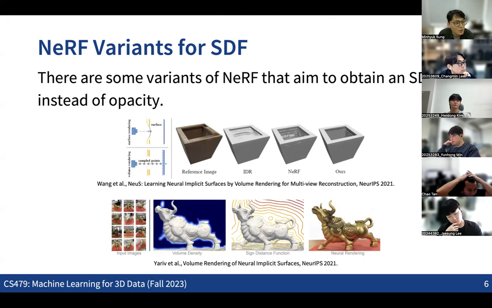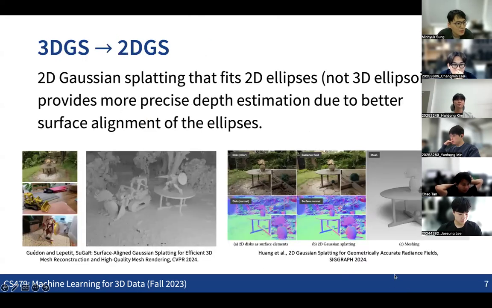So if you are interested in these kinds of things, I also recommend you check out these papers on how we can obtain the precise signed distance function from multi-view images. And speaking of 3D Gaussian splatting, we can do the same thing in terms of calculating the transparency and the opacity. We can also try to estimate and predict the depths from the given reconstruction.